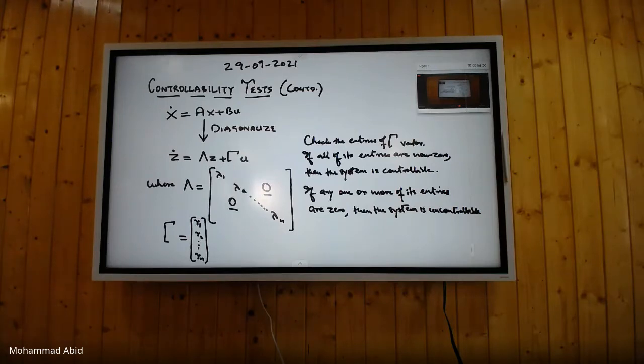So this is one simple test for checking the controllability of the system. Before I move further, I would like to elaborate on it a bit. Now see, if you have been given a state space model, how do you check the system stability from the diagonal form representation?